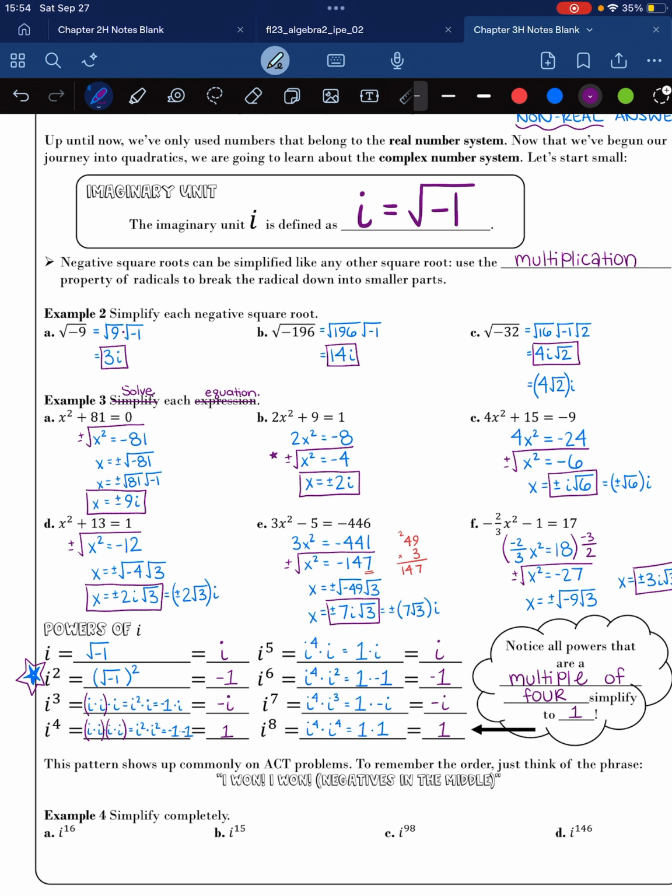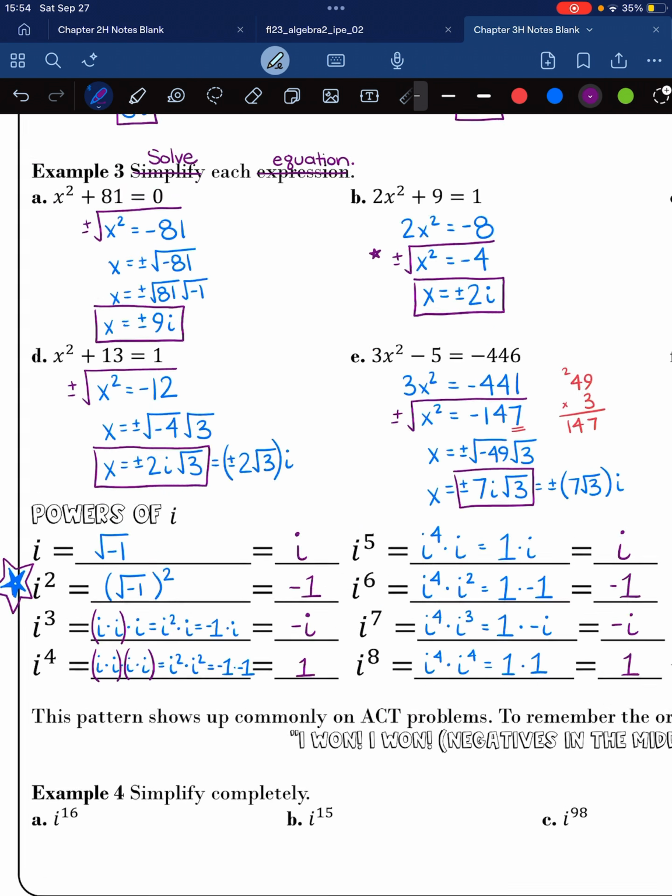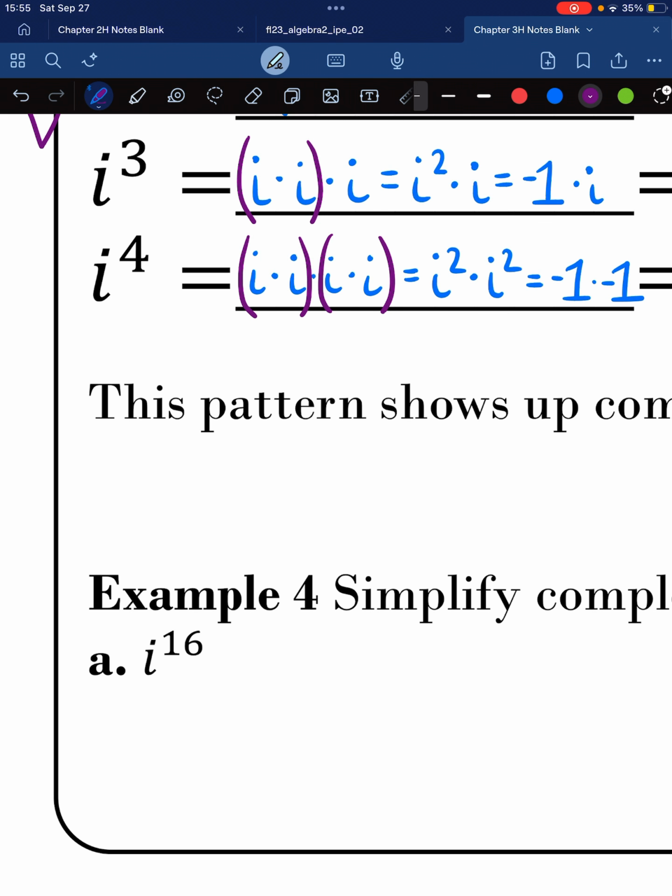Okay, so a nice, neat way to remember that pattern, especially to be fast on the ACT, is "1, i, negatives in the middle." And I would love to do my nice little dance for you. I'll do it in class, but "1, i, negatives in the middle." It's going to be our chant of the chapter. Okay, so on that note, let's simplify these powers of i quickly.